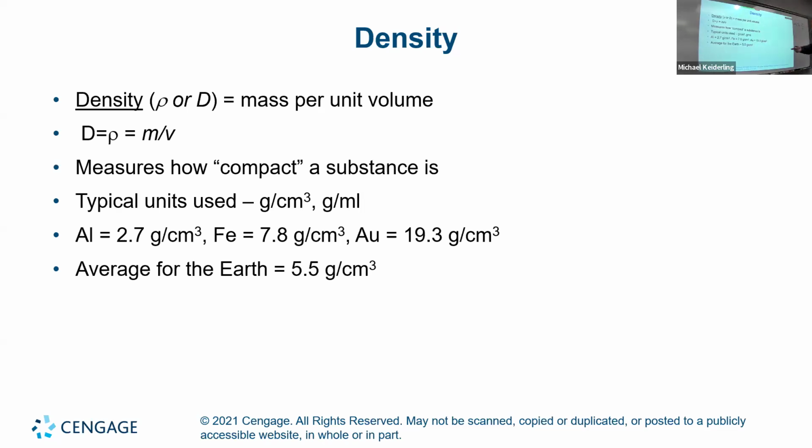The average density of Earth is 5.5 grams per cubic centimeter. In general, the Earth gets more dense as you go closer to the center, as you move towards more metals, iron and nickel in the core and things like that. The average density of the crust at the surface is only around 3 grams per cubic centimeter.